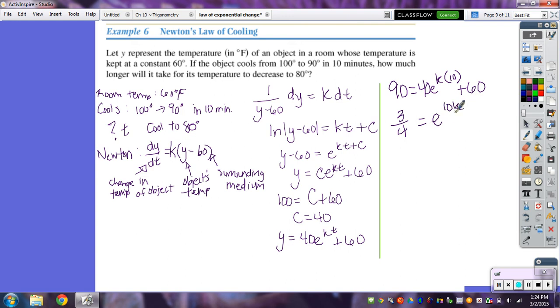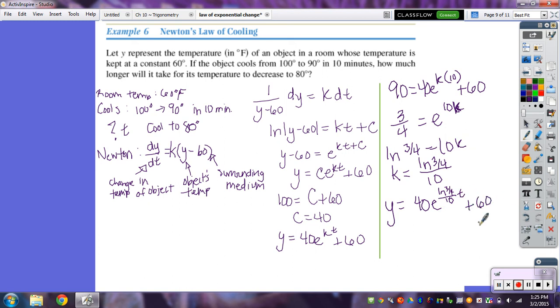Take natural log of both sides to get rid of that e. And so that would be natural log of 3/4 equals 10 times k, and then divide by 10. So k equals the natural log of 3/4 divided by 10. Now I have a c value and a k value, so now I have a model for my scenario here. So instead of k, I'd write, and it's getting very, very involved, but it would be 40 times e to the natural log of 3/4 divided by 10 times t plus 60.